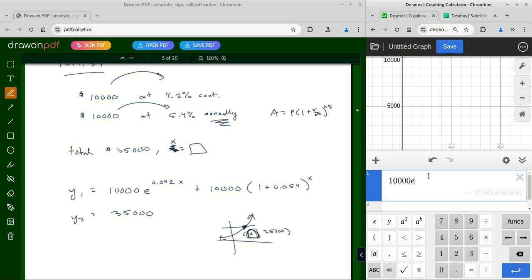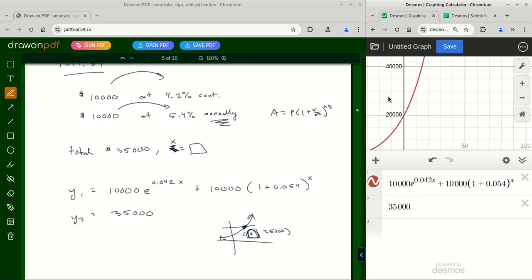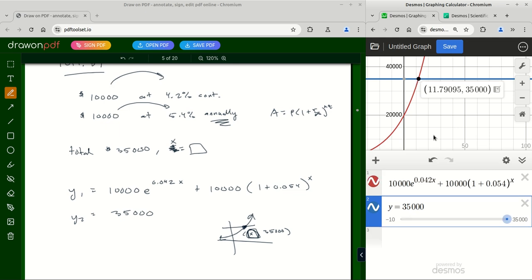So I got 10,000 e to the power of 0.042x. Again, you have to use an x. 10,000 times 1 plus 0.0454, again to the x. And that's good enough. You don't have to put the y1 or anything like that. But if you just put the 35,000, it doesn't actually work. I'll prove it to you: I'm going to go out here to 35,000, which should be right there, and it doesn't actually do anything. So what you need to type in there is y equals 35,000. And then you can see there's my intersection point, and we're good.